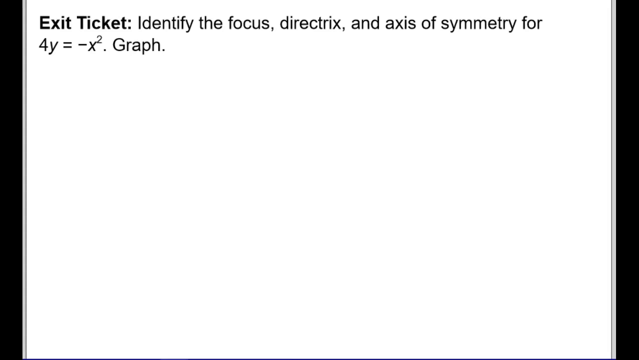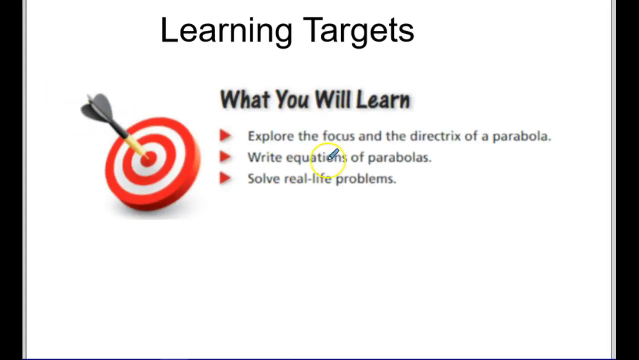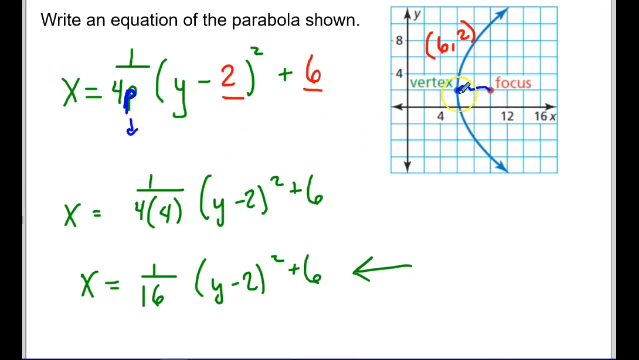So let's look back at our learning targets. First we looked at the focus and the directrix of the parabola. Then we wrote equations of parabolas. The big thing to make sure you can do is, if you have a parabola where the vertex is not at the origin, that just adds an extra little step. Just remember that our k value always goes in with my y, and if I had a y equals, it would be that h value. So always make sure your y's go together and your x's go together.